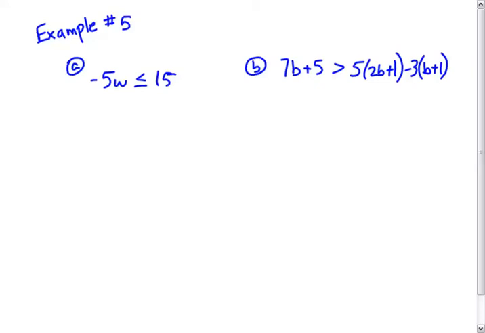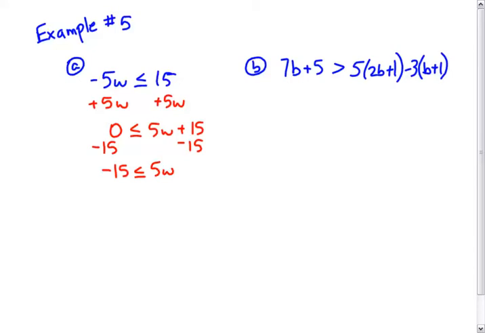You'll see I've got -5w is less than or equal to 15. Now, what I'm going to do here, here's a good example. If I wanted to change the sign, do you agree that I would add 5w to both sides? I think this is what I want to show you. That would give me 0 is less than or equal to 5w plus 15. And then I would subtract 15 from both sides, and that'd give me -15 is less than or equal to 5w. Now think about what happened.